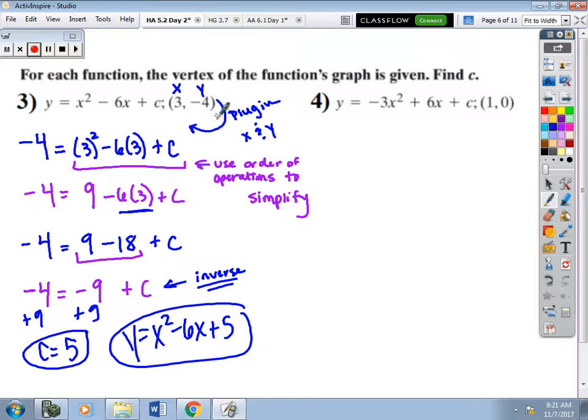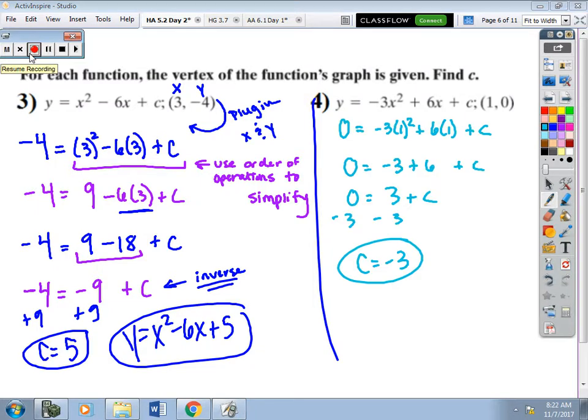That's just the check. See if you guys can try number 4, find the value of c by plugging in the values of the vertex. So we should be getting c equals a -3. So just make sure that after you perform your order of operations, which are exponents, multiplication, combine like terms, that you do use your inverse to do 0 minus 3, which is a -3. I do see the mistake. Sometimes students will put a +3 by accident.